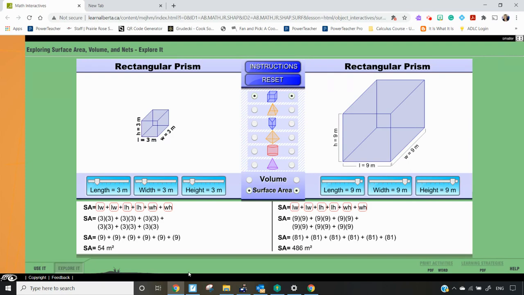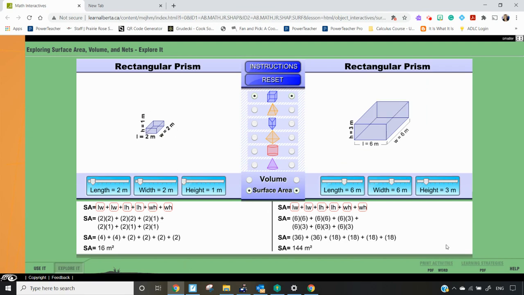And then when we triple all of our dimensions, we have 9 by 9 by 9. And if we take the surface area of 486 and divide by 54, we have an increase of 9 times. So the surface area is 9 times bigger. If the dimensions aren't the same, we still have the same outcome. So we have measurements here of 2 by 2 by 1 gives us a surface area of 16. And when we triple all of our dimensions, we have 144 divided by 16. Once again, 9 times bigger.